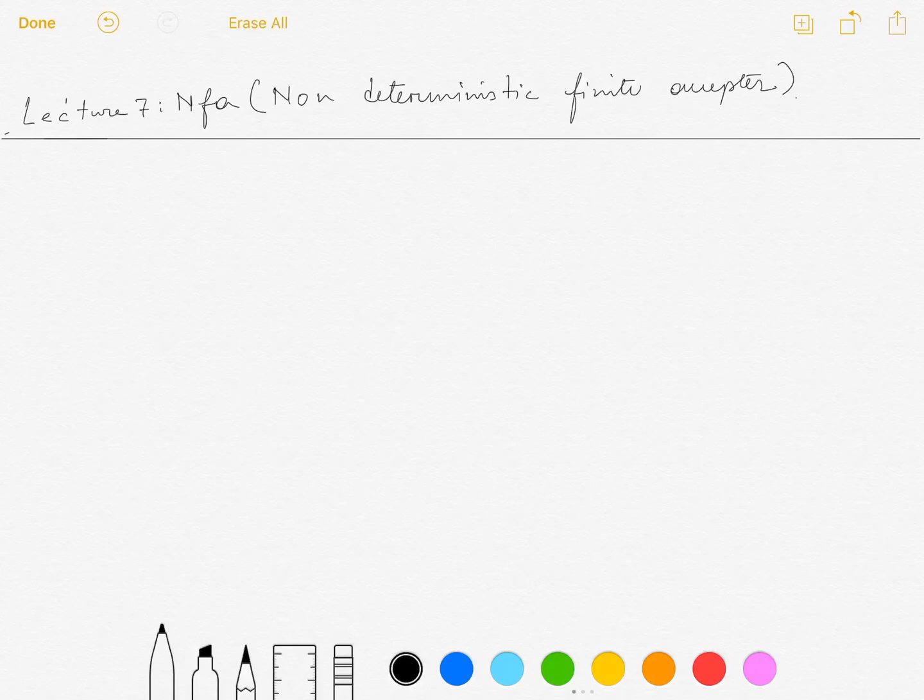Hello everyone. In the last 5 lectures, we have discussed what is the finite state machine or finite automata, and what are the different kinds of finite automata, specifically DFA and NFA. We have discussed what is DFA and how a problem is given to you and how to construct the DFA considering all the properties. Now, we will discuss the NFA, that is non-deterministic finite acceptor.